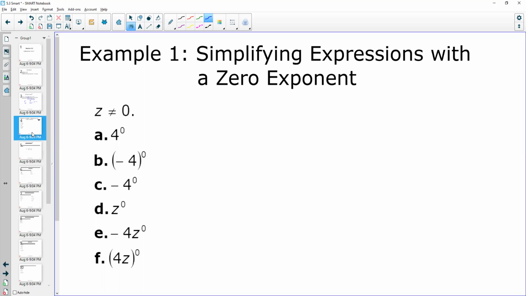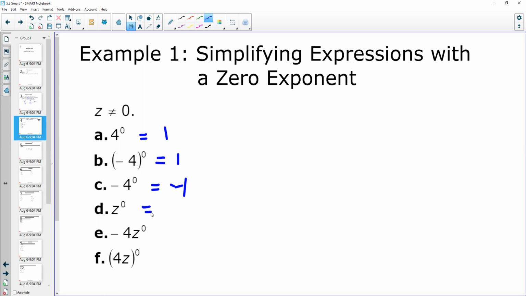So look at this one. 4 to the 0 power, 1. Negative 4 to the 0 power, 1. Be careful on the next one. Think about the parentheses, right? Would be 4 to the 0 power times the negative makes negative 1.